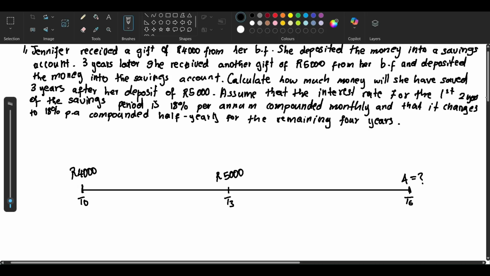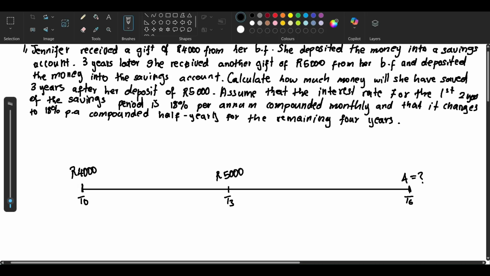So when the statement continues, it says assume that the interest rate for the first 2 years of the savings period is 18% per annum compounded monthly, right? This is very important on our statement. It is paramount. So we can just say here is going to be our T2, right? Our second year. So we can say here is going to be our 18% compounded monthly.